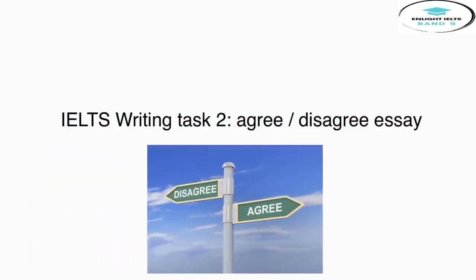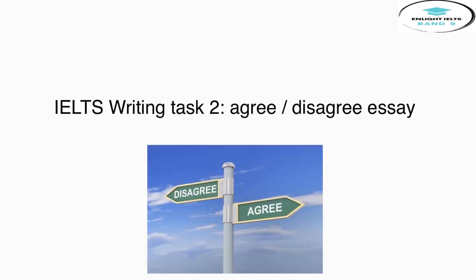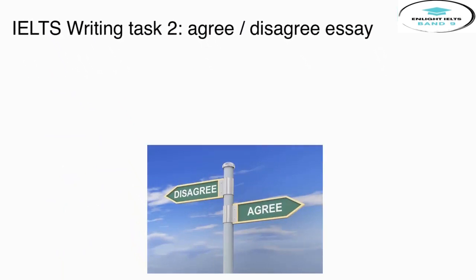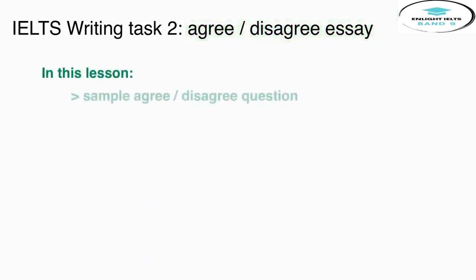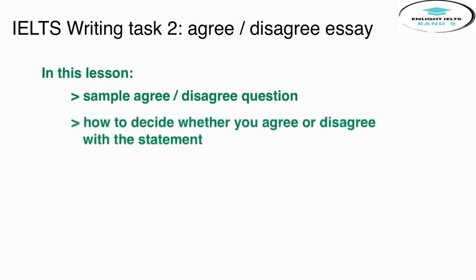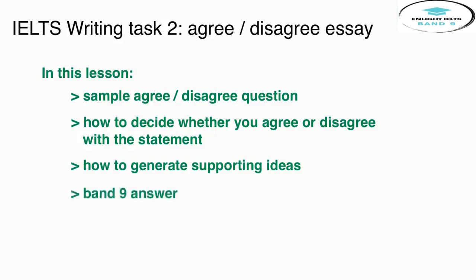Today, I'm going to show you how to write a Band 9 essay for IELTS Writing Task 2. In this lesson, we'll focus on agree-disagree essay. I'll give you a sample agree-disagree question. Then I'll show you how to decide whether you agree or disagree with the statement and how to generate supporting ideas. And finally, we'll write a Band 9 answer together. Are you ready? Then let's go!